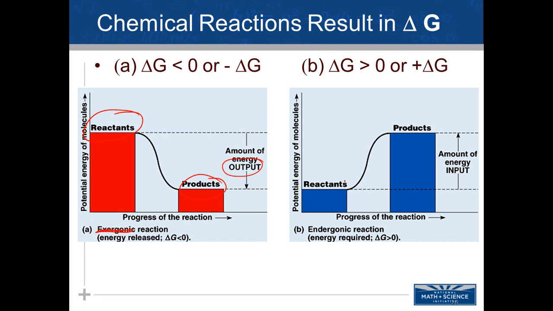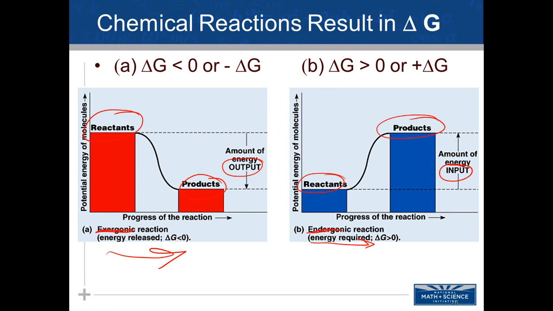On the other hand, if we look at the free energy of the reactants and we look at the free energy of the products, and there's been an energy input, then delta G is greater than 0, and it's an endergonic reaction, or energy is required in order to make this reaction go.